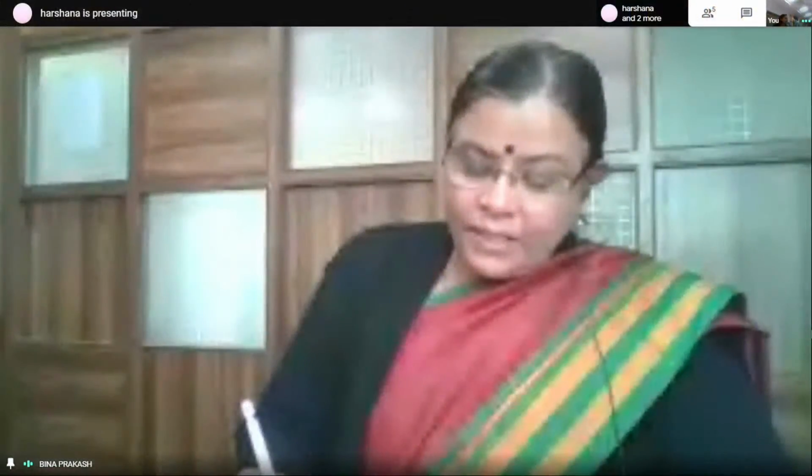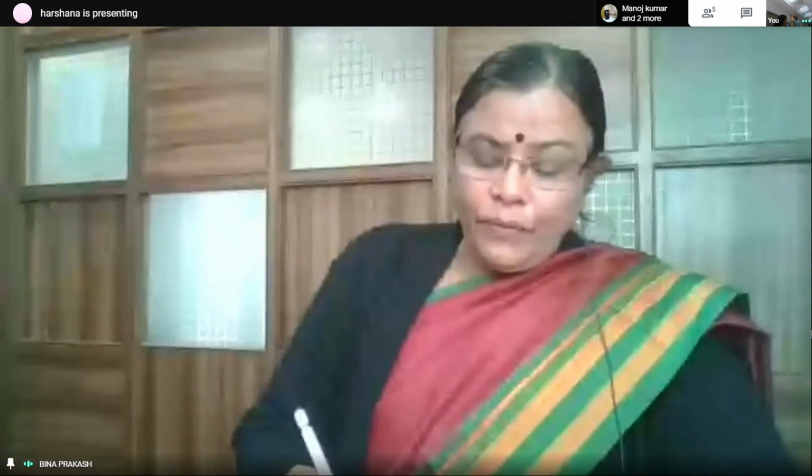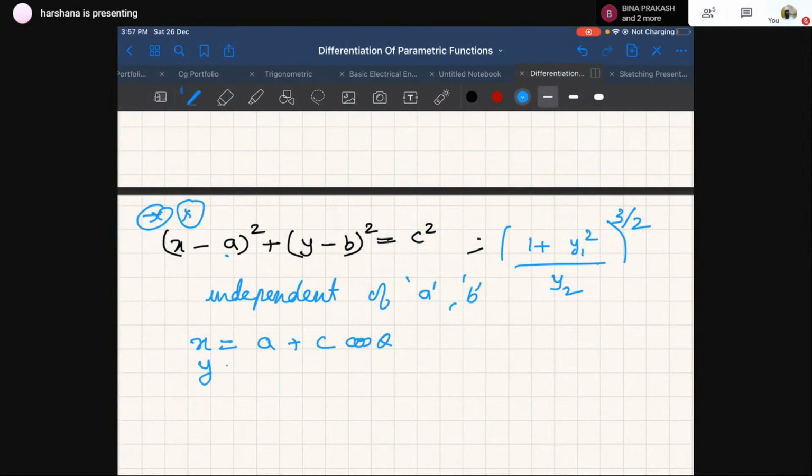Sure. Now, if you take this expression in terms of parametric form, you have x is equal to a plus c cos theta. This is an equation of a circle. If you see it carefully, you know that it's an equation of a circle with center a and b. So if you take x as a plus c cos theta and y as b plus c sin theta, you find that the expression gets converted to this form.